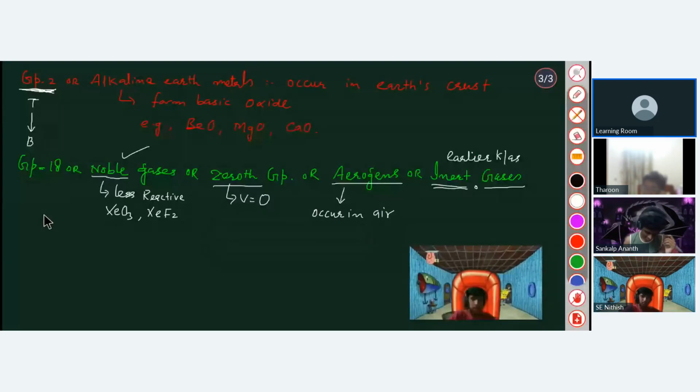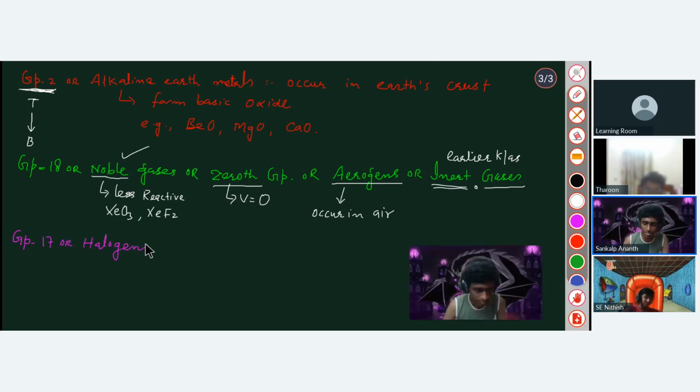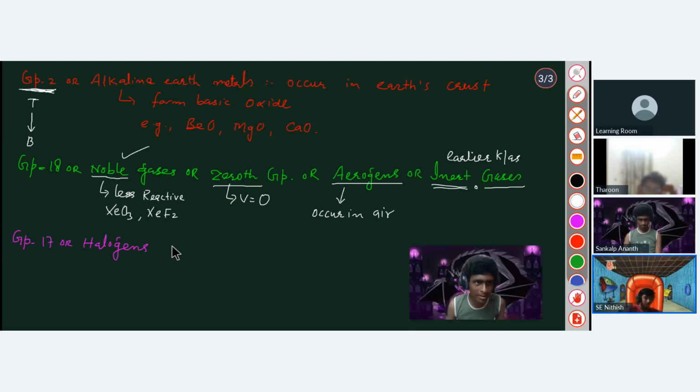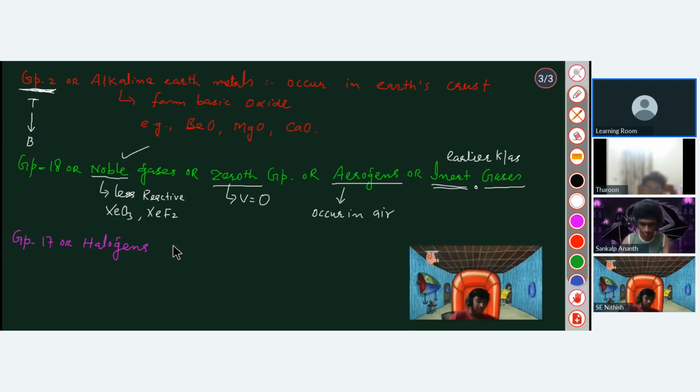Tell me, next is your group 17. It is your halogens. Halogens go only up to a point; after that it will be transition elements. It goes up to astatine. Astatine is also a halogen: fluorine, chlorine, bromine, iodine, and astatine.